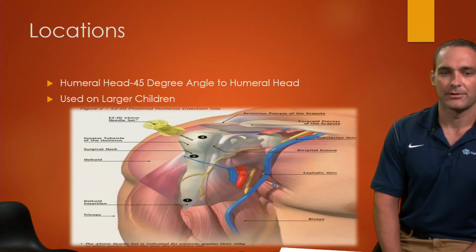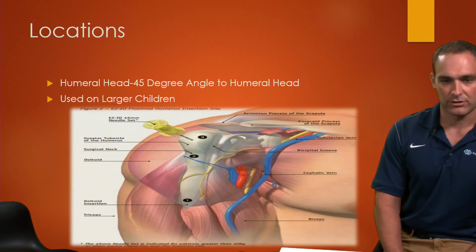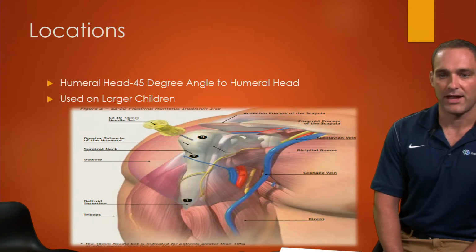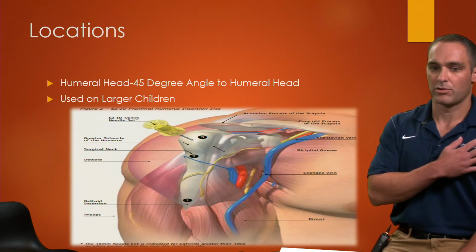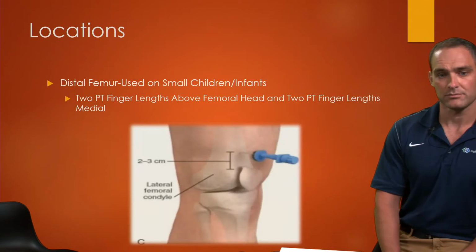Your next most common location is your humeral head. This one will be used on your larger children, not your small children and your infants. Like the picture shows, it's going to go in at a 45-degree angle to the humeral head, and also you need to have your arm in a position like this, so that way it puts the humeral head in the correct placement.